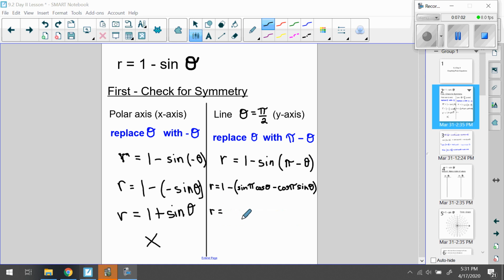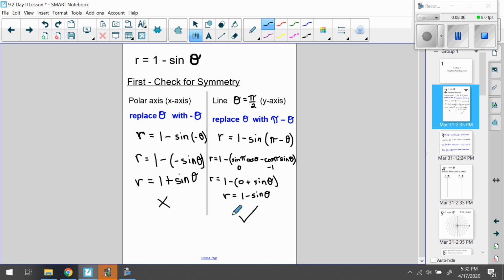So we get r equals 1 minus the quantity sine pi cosine theta minus cosine pi sine theta. So sine of pi we know is 1. Cosine of pi, actually take that back, sine of pi is 0, and cosine of pi is -1. So then we get 1 minus, so 0 times cosine goes away. This is going to be minus, so let's put a 0 in here. And then I get minus, and then -1 times sine theta, minus a negative will be plus sine theta. So then we end up with r equals 1 minus sine theta. So this one, you'll notice, is the same as the original. And since it's the same as the original, that means it does show symmetry over the line theta equals pi over 2.